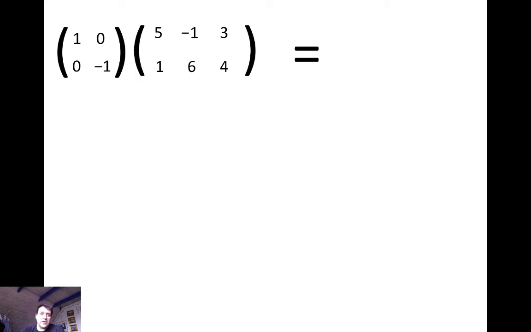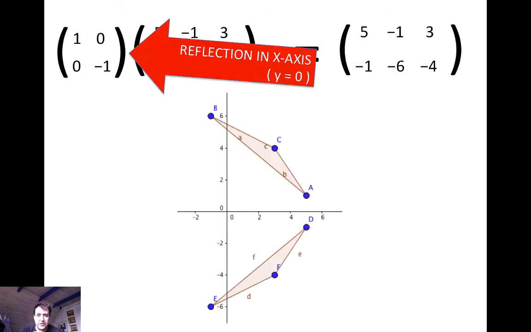Okay, so here's another one. Do the multiplication and then draw the shapes and figure out what kind of a transformation it is. And then hopefully you got that matrix, which is a reflection in the x-axis. The x-axis, remember, is the horizontal axis where all of the y coordinates are 0. So the x-axis is the same as the line y equals 0, horizontal line.